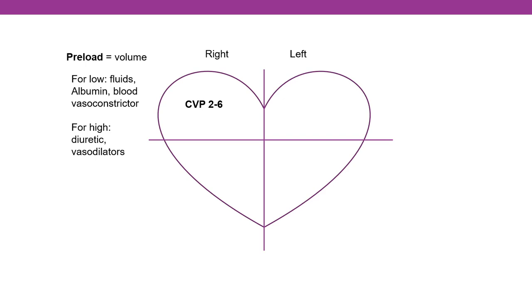For high CVP, that means my patient is in fluid volume overload. They have too much volume. I need to give them a diuretic, because a high CVP means I have too much volume. A low CVP means I have low volume. So I'm going to give them a diuretic. If that doesn't work, then I'm going to give them a vasodilator like nitroglycerin or nitroprusside.